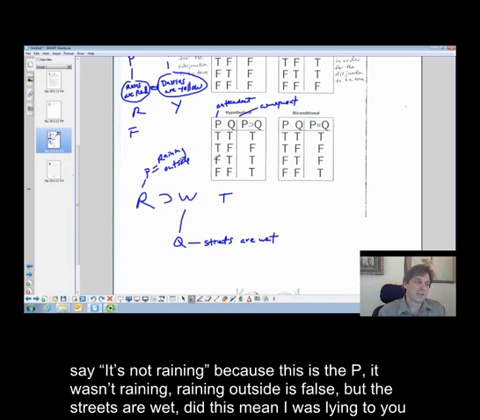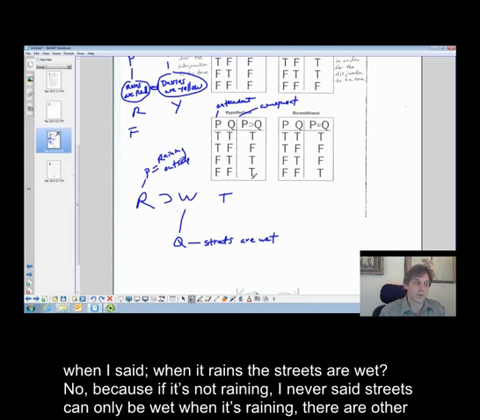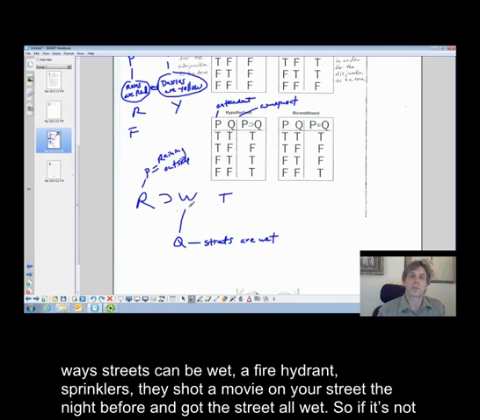But let's say it's not raining, because this is the P, it wasn't raining. Raining outside is false, but the streets are wet. Did this mean I was lying to you when I said when it rains, the streets are wet? No. Because if it's not raining, I never said streets can only be wet when it's raining. There are other ways streets can be wet, right?